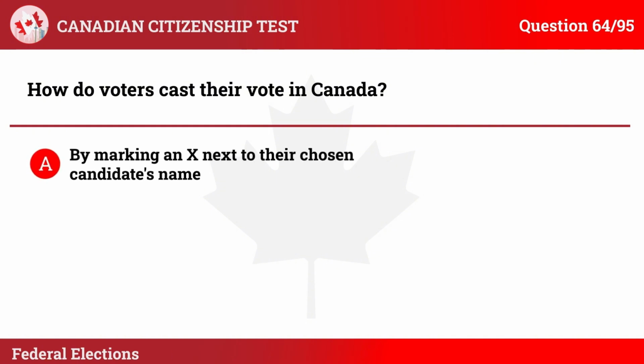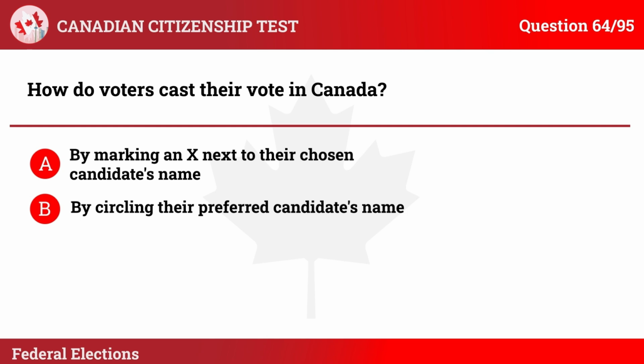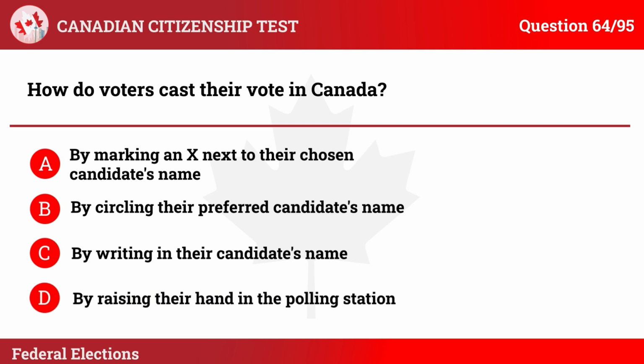A. By marking an X next to their chosen candidate's name. B. By circling their preferred candidate's name. C. By writing in their candidate's name. D. By raising their hand in the polling station.